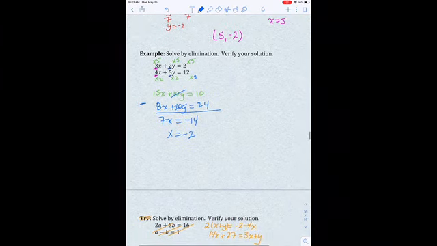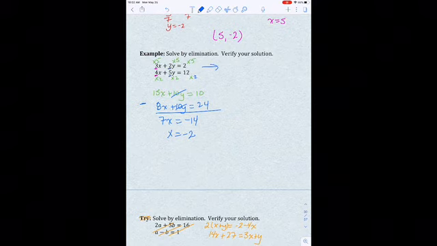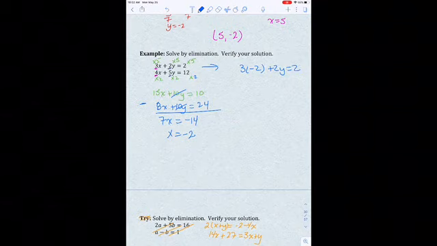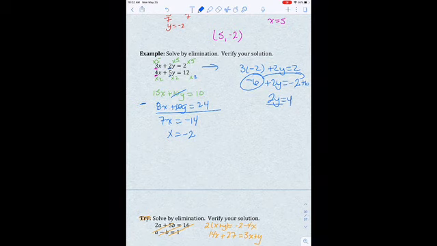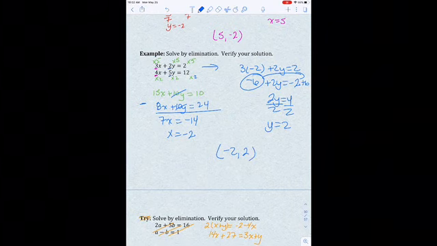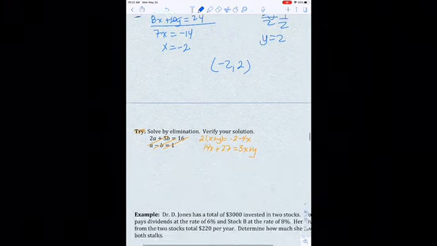And then we would go back and plug in our x into either equation. Let's just choose the first one for fun. 3 times -2 plus 2y should equal 2. That's a -6. Plus 2y equals -2. And then, of course, we move that over. We get 2y is equal to 4. And divide by 2, y is equal to 2. So our final solution is -2, 2.